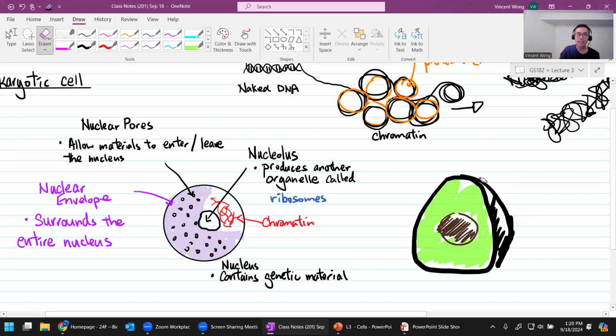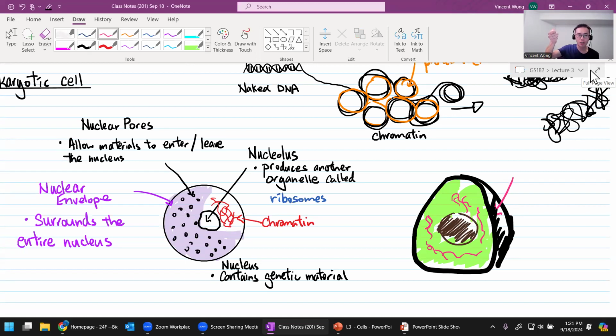Let's say the whole avocado is an analogy to the nucleus. What would the seed be? Nucleolus, that's right. The seed will be the nucleolus. And where will you find the chromatin? Well, you will find it in the meat, the part that you eat. And then the shell or the skin, I'm not sure what you call that, that would be like the nuclear envelope out here, with the pores.